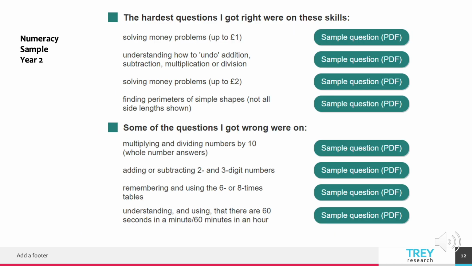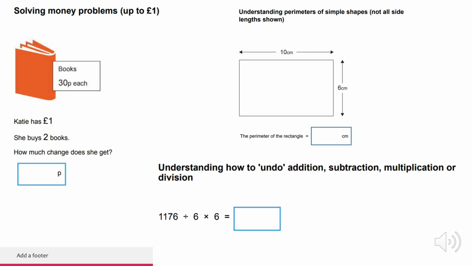This is a Year 2 numeracy example with PDF sample questions alongside the Year 2 skills that were assessed. And once again, these questions relate to the hardest questions and skills that the pupils got right. And this is a good example here of the type of question pupils do face.